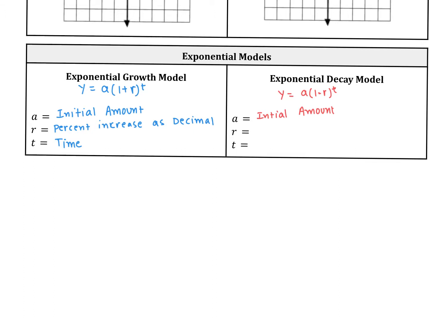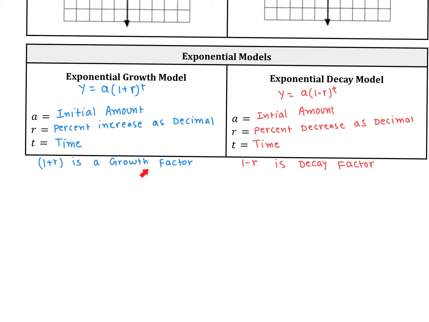Chapter 6.1, Exponential and Logarithm Function, and in this lesson we are going to discuss the exponential models. Exponential growth model is y equals a times 1 plus r to the power t, where a is the initial amount, r is the percent increase as a decimal, t is time, and the base, which is 1 plus r, is the growth factor.